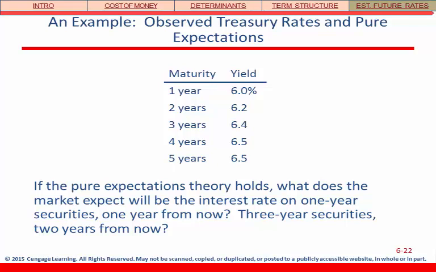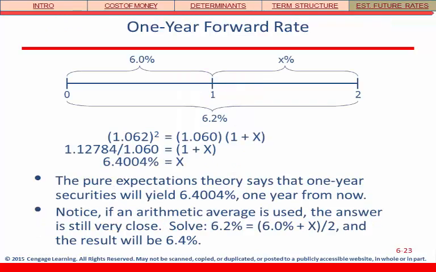So I know you got some information there that didn't get a really thorough explanation. The reason for that is I think it's a little bit easier to explain with an example. For instance, look at 5 years of treasury rates here. If the pure expectation theory holds, what does the market expect will be the interest rate on 1-year securities 1 year from now? And then what about 3-year securities 2 years from now? Okay, well, let's take a look.